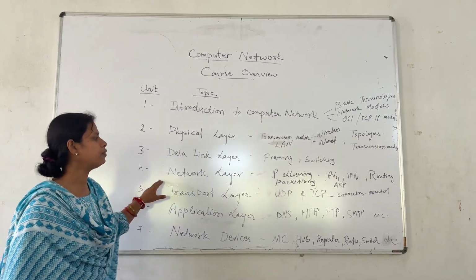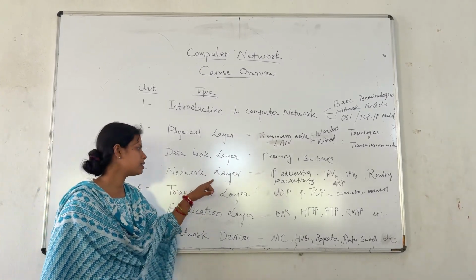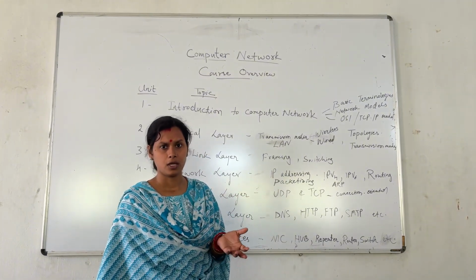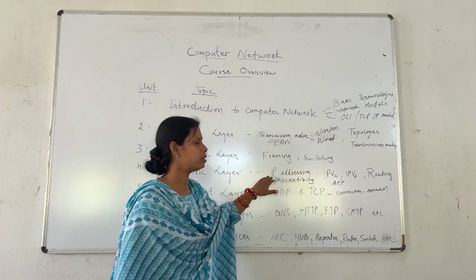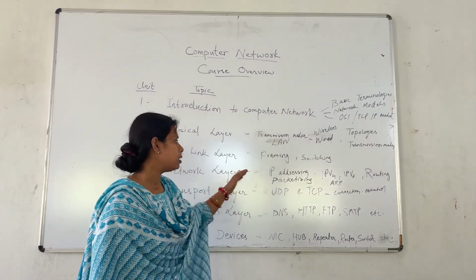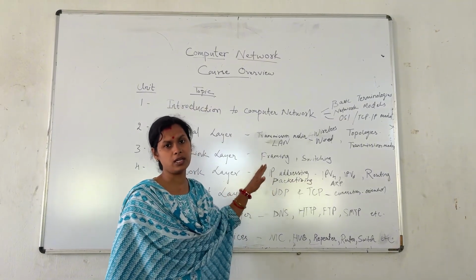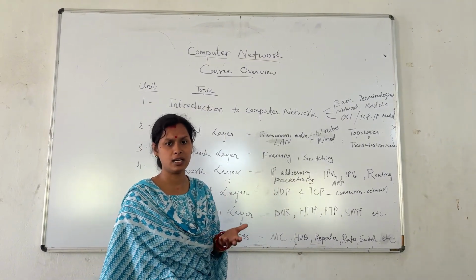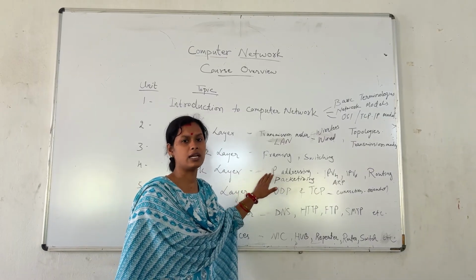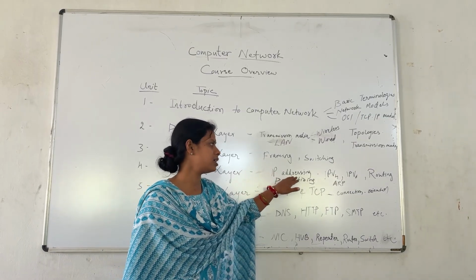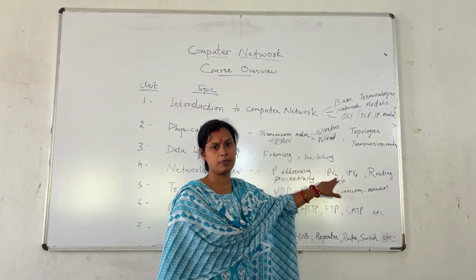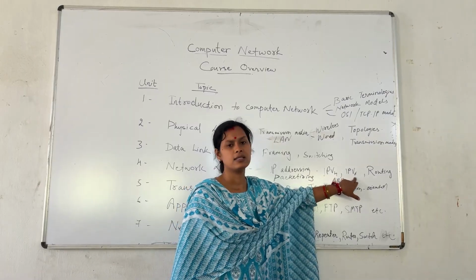Then we have the network layer. The network layer is the important layer where actually the routing takes place. So here we deal with IP addressing. IP addressing is a logical addressing. It's a unique address. When we are transmitting data in a network, each device is given a unique address. So how this IP addressing is given, and basically we have IPv4 or 32-bit IP addressing, and IPv6.